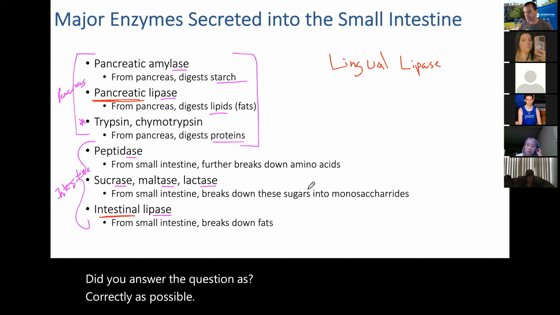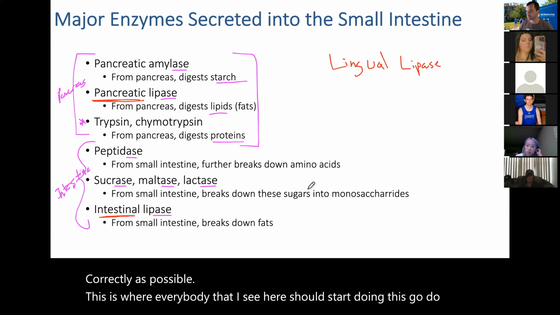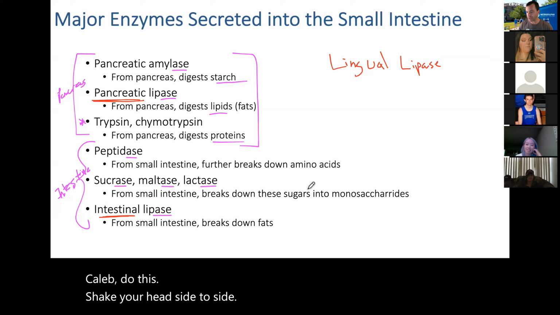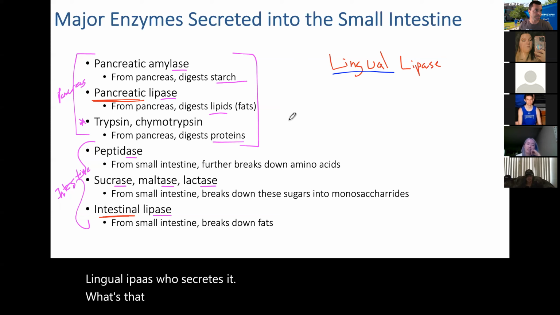This is where everybody that I see here should start doing this. Go do this. Caleb, do this. Shake your head side to side. No. There you go. No. Lingual lipase, who secretes it? What's that word mean? Good thing we moved the test back.